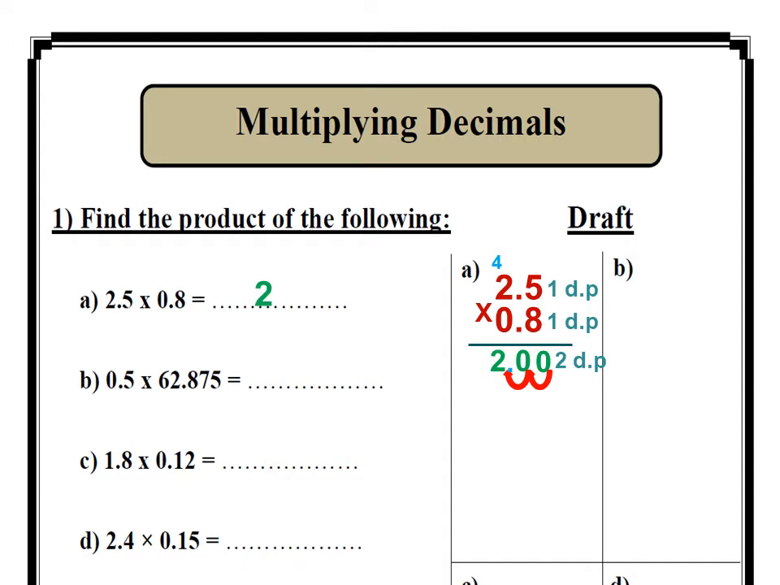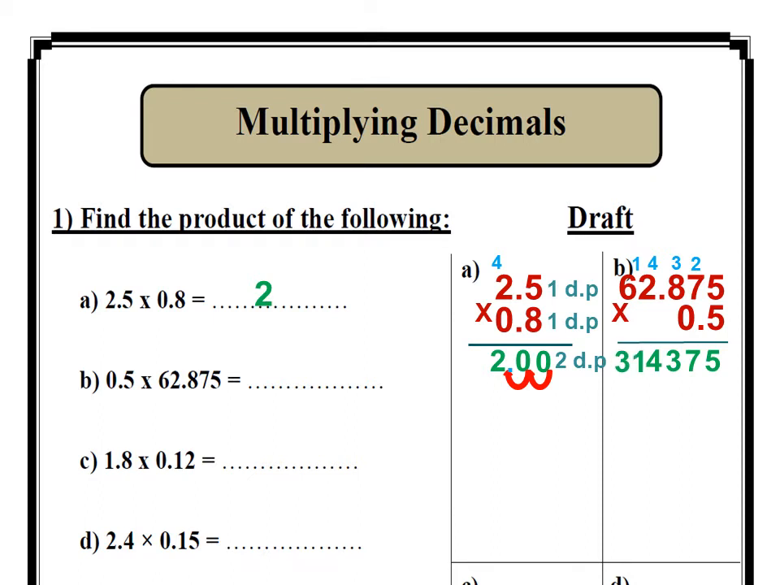B, 0.5 times 62.875, I'm going to take them in my draft. Let's start from the right side. 5 times 5, which is 25, 5 and carry up the 2. 5 times 7, which is 35 plus 2, 37. 7 and carry up the 3. 5 times 8, which is 40 plus 3, 43. 3 and carry up the 4. 5 times 2, which is 10 plus 4, which is 14. 4 and carry up the 1. 5 times 6, which is 30 plus 1, which is 31.